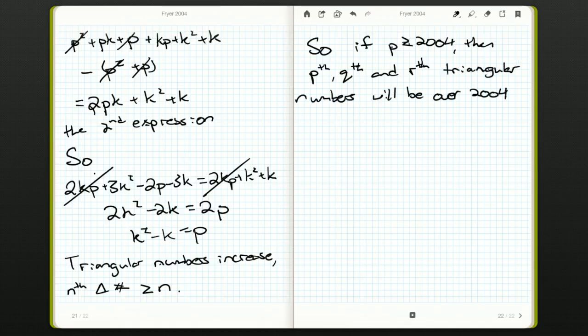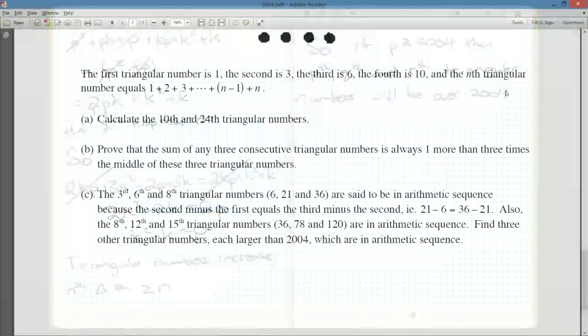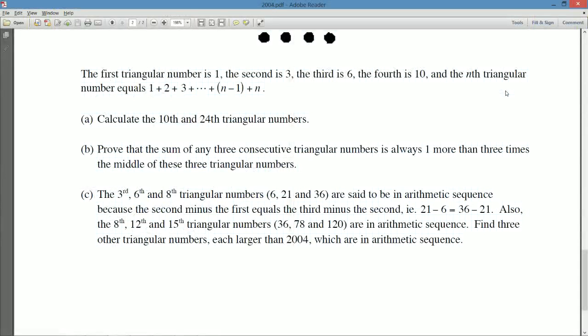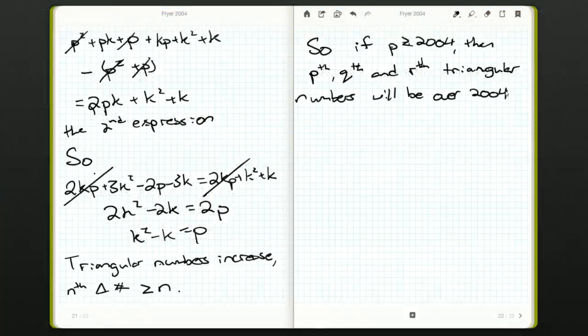We didn't care about anything else. We didn't want the smallest pair, right? Find 3 other triangular numbers, each larger than 2004, which are an arithmetic sequence. So we don't care. They could be over 1 billion. As long as they're over 2004, it doesn't matter. We're not asked for the smallest set. Okay.